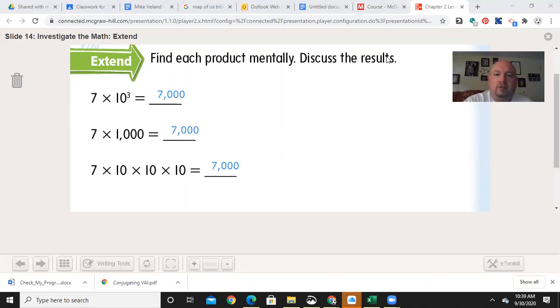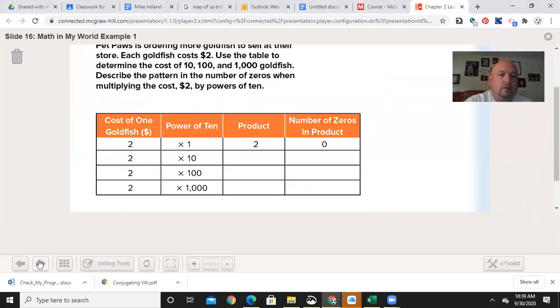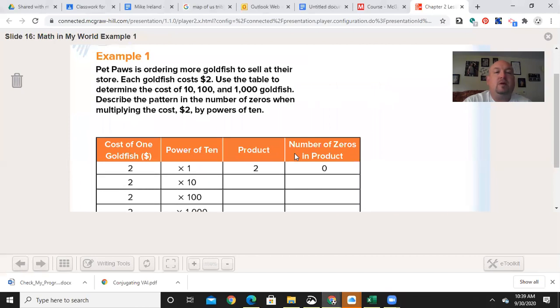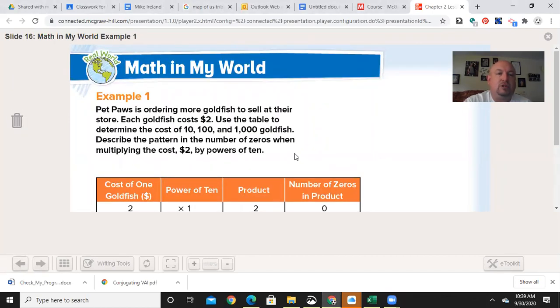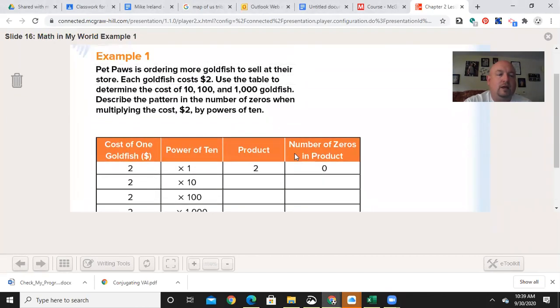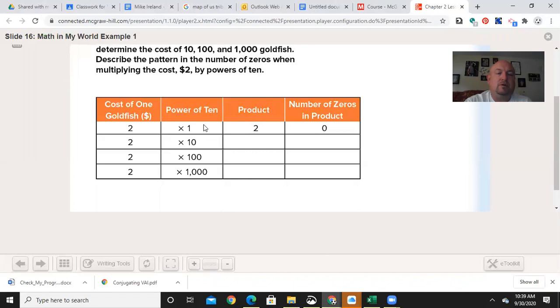All right, let's clear the drawings and move forward. This is going to be example basic in your Math in My World page. We'll go ahead and open that up in our packet for this lesson. It says Pet Paws is ordering more goldfish to sell at their store. Each goldfish costs $2. Use the table to determine the cost of 10, 100, and 1,000 goldfish. Display the pattern in the number of zeros when multiplying the cost $2 by powers of 10.